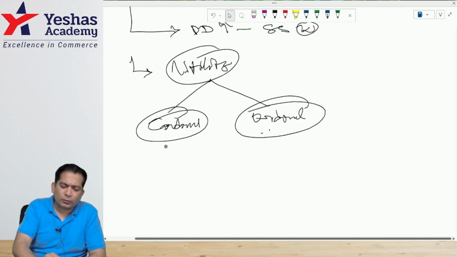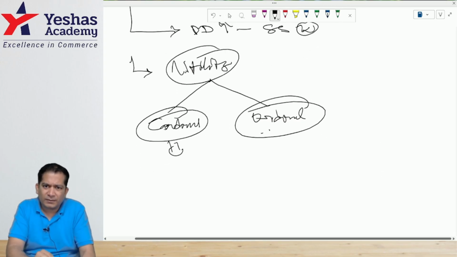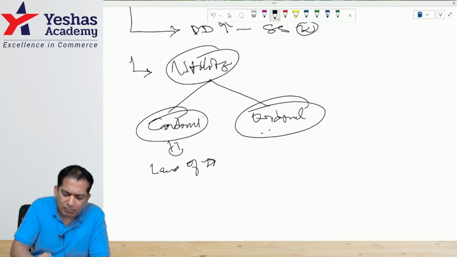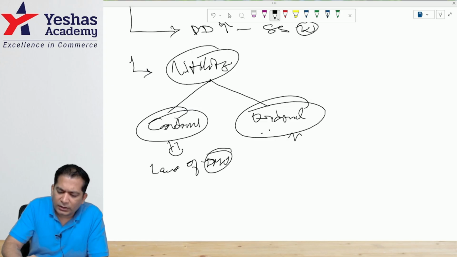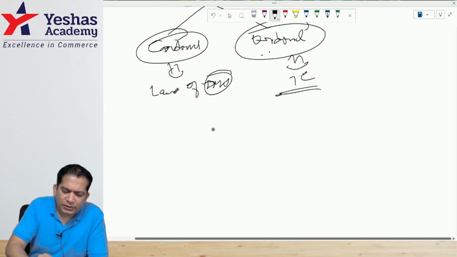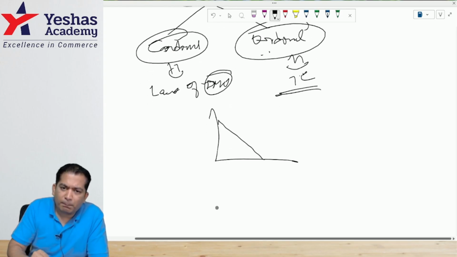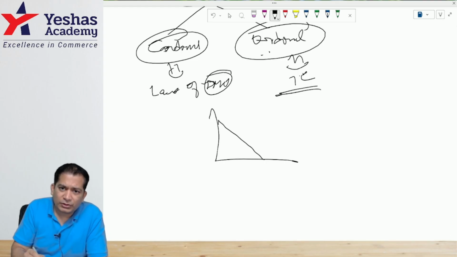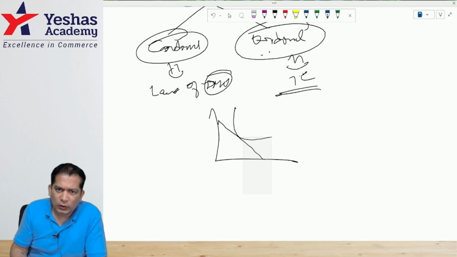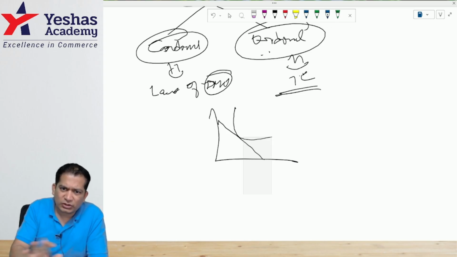Under the cardinal approach, they will definitely ask you a couple of questions on the law of diminishing marginal utility, and ordinal indifference analysis. They will ask you indifference curve analysis. And then you will always find one question related to the concept of budget line. They will ask you questions related to consumer surplus and consumer equilibrium, and also consumer equilibrium from the perspective of budget line and indifference curve you always get. So when you cover these things, your chapter 2 is over.